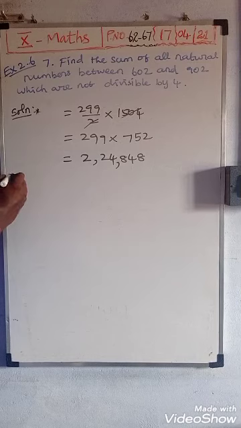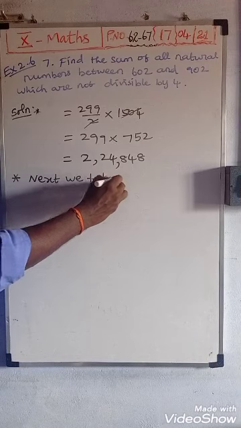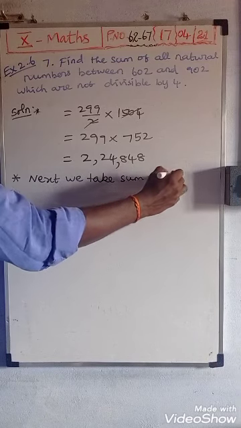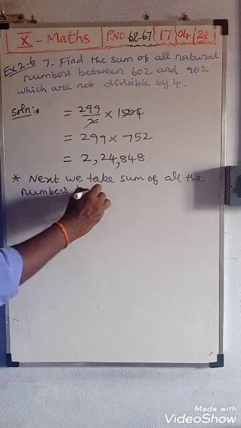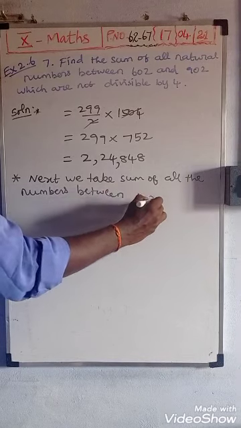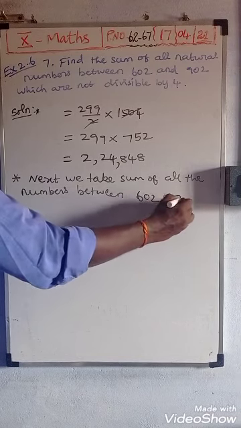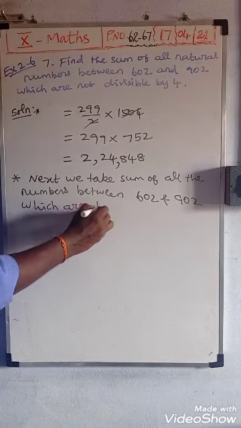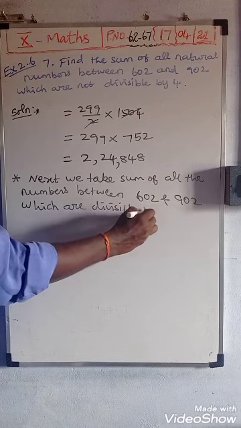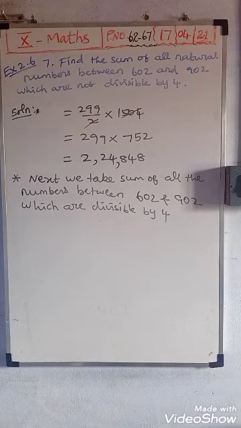Okay, so see, next we want to find the sum of all the numbers between 602 and 902 which are divisible by 4. So getting this answer, the whole number should be added, and then we separate that number, and we will receive the answer.